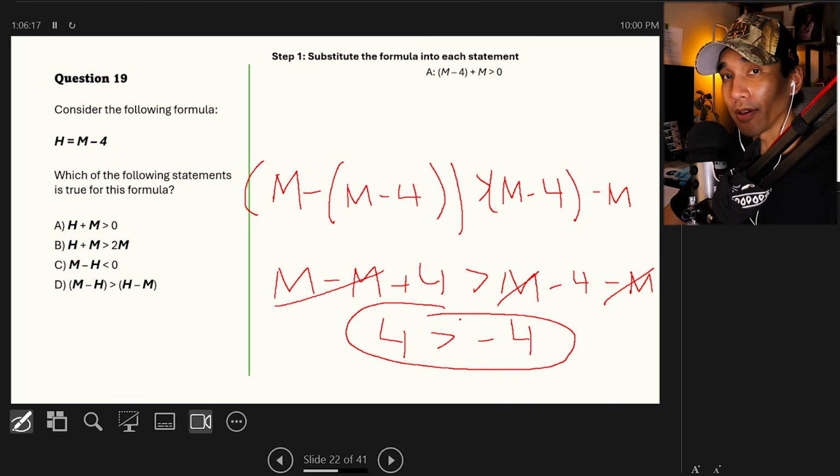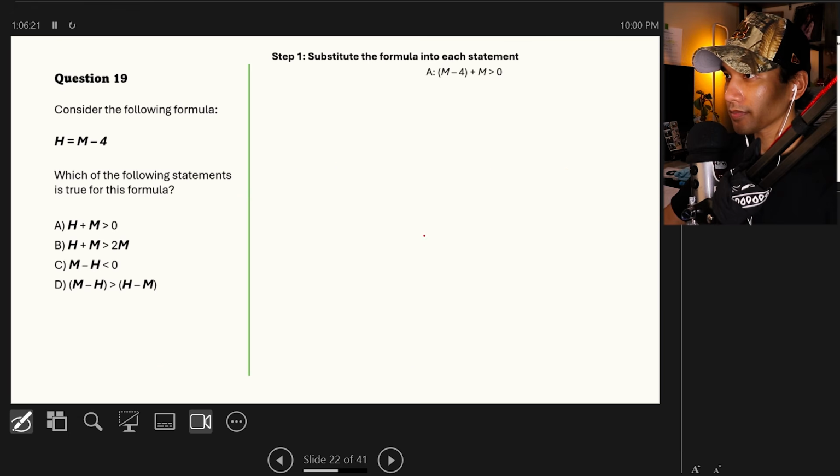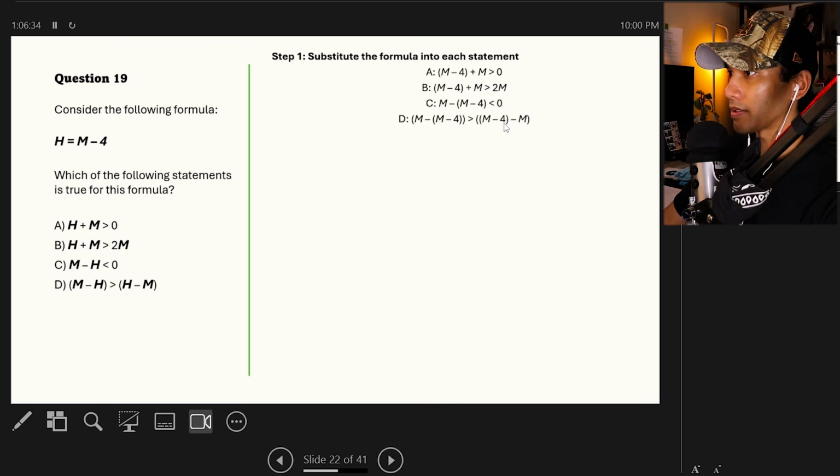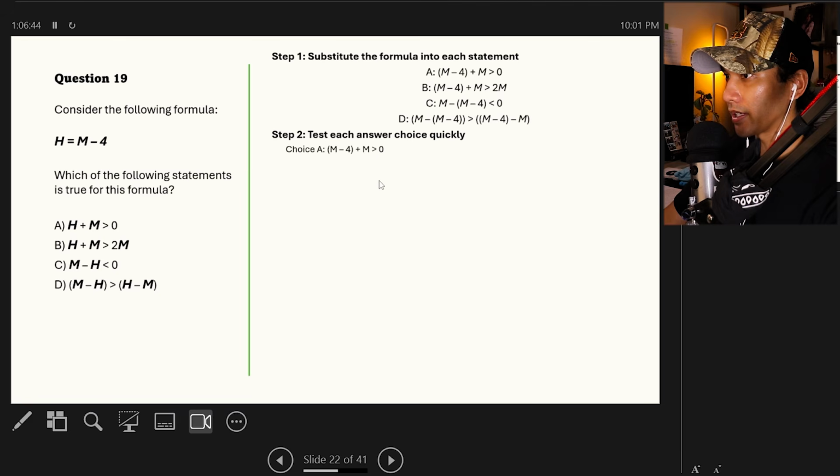So I do know how to explain this problem. Let's see what I put. Again, m minus 4 plus m greater than 0. I just substituted all the h's with m minus 4. That's all I did. Test each answer choice quickly.